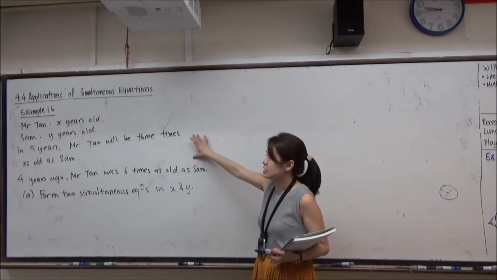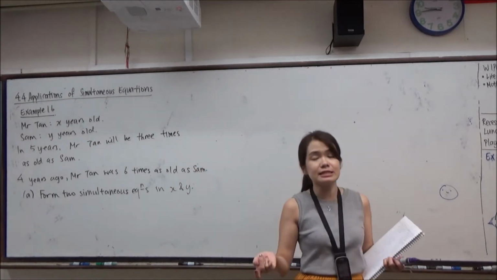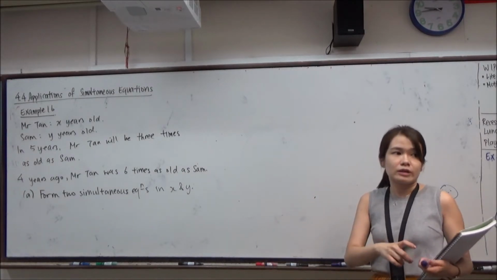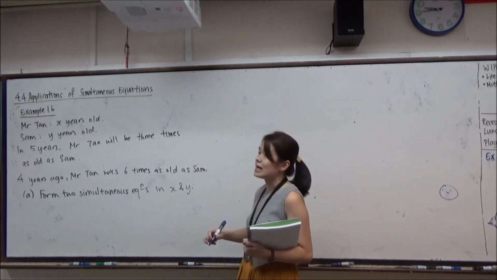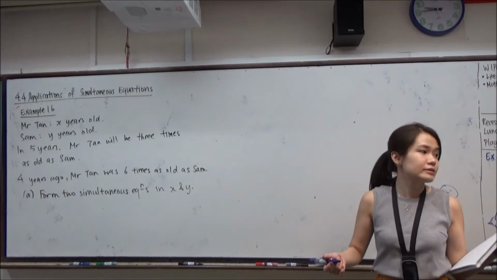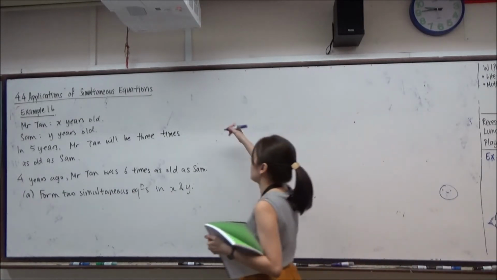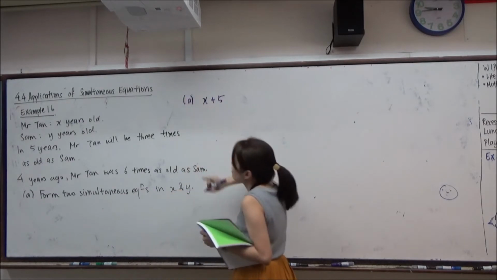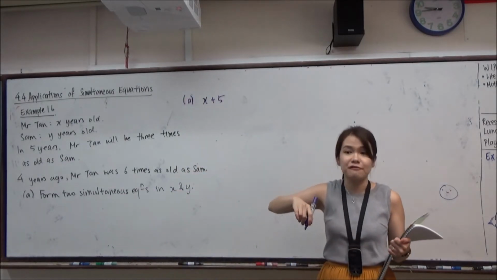Looking at the very first one, it says that in 5 years' time, Mr. Tan will be 3 times as old as Sam. Okay, so let's look at how old is Mr. Tan in 5 years in the first place. How old do you think he is in 5 years? X plus 5. Very good. Okay, so Mr. Tan will be X plus 5 years old in 5 years.